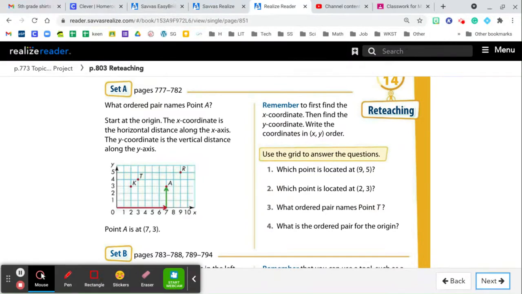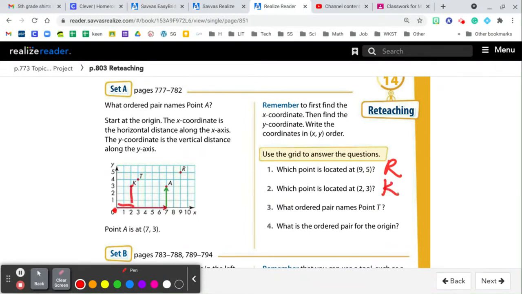So we're starting at the origin. We start at 0, we go over 9 and up 5, so that is R. Which point is that, 2, 3? We're starting at the origin, we go over 2 and up 3, over 2, up 3, we're at K.